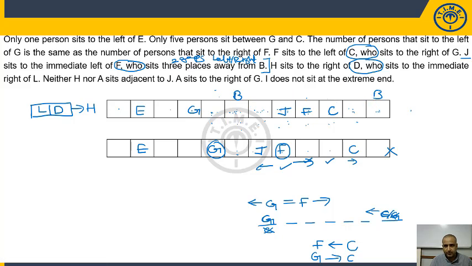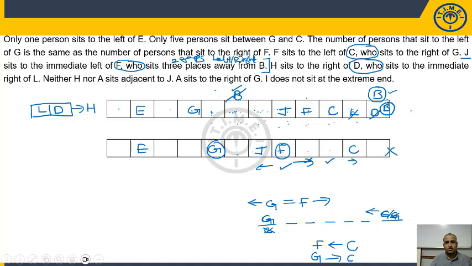Alright. For example, if I take the B here, I should take L and D in the consecutive positions. Where can I take L and D? I can take here, I can take here. But if I take the B here, where can I take L and D? Only in these 2 positions, L and D. But L and D right side should be whom? H, which is not possible. So L and D cannot be here. Means B cannot be here. So the only possibility is B here.